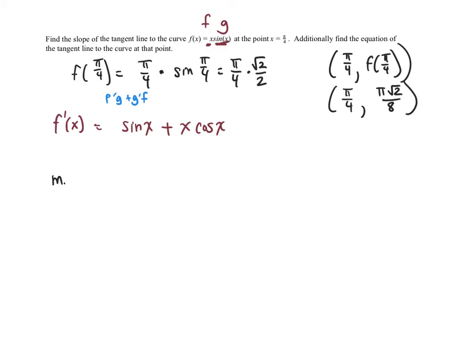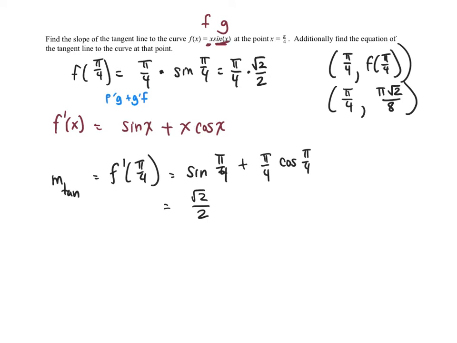Now, for the tangent line, I will have to plug in pi over 4 into my derivative. So again, it's going to be pretty nasty. Some of them will be nice, some of them will not. So we have sine of pi over 4 plus pi over 4 times cosine of pi over 4. So that's square root of 2 over 2 plus pi over 4. And cosine is also square root of 2 over 2. So my slope of my tangent line is square root of 2 over 2 plus pi square root of 2 over 8. So that is the slope of my tangent line.